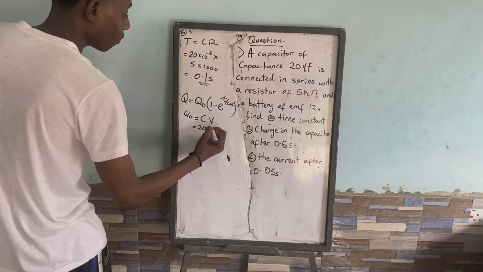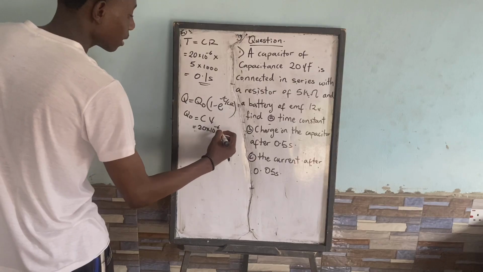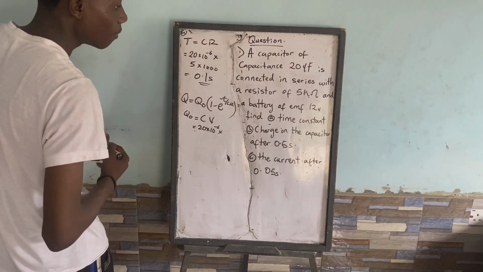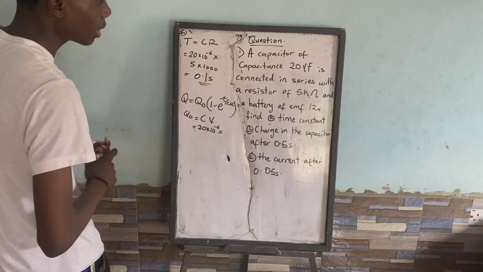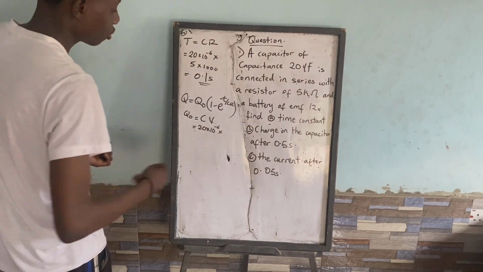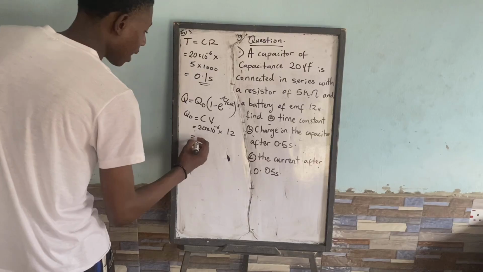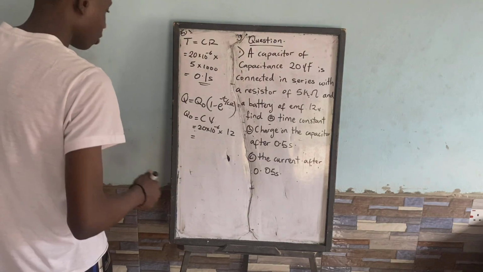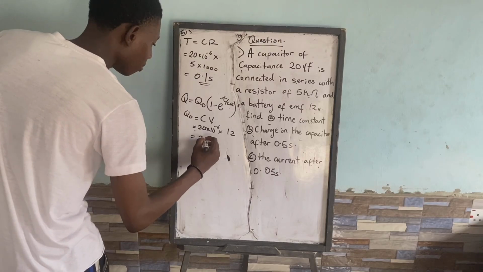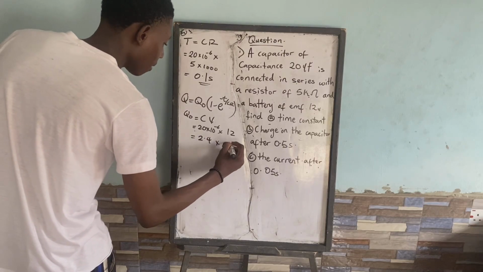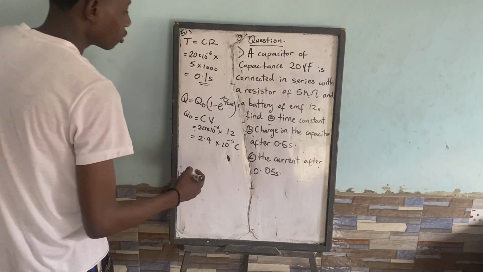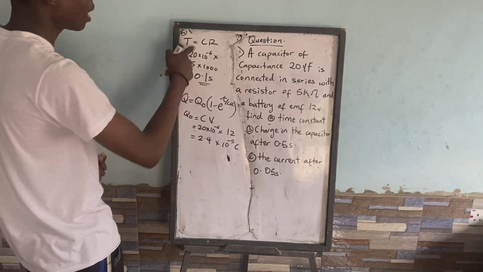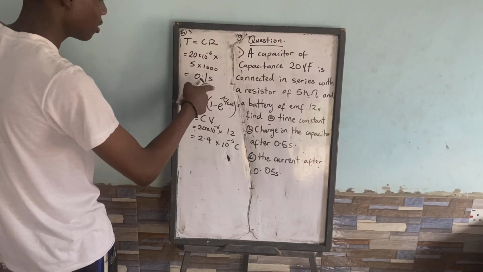So what is the capacitance given to us? That's 20 microfarad. That's 20 times 10 raised to power minus 6 multiplied by our voltage. Okay, that's EMF. That's 12 volts, right? So multiply by 12. So we can say 2.4 times 10 raised to power minus 5 coulomb. So then we know that the time they give to us is 0.5 seconds, and we already got our time constant as well, 0.1 seconds.